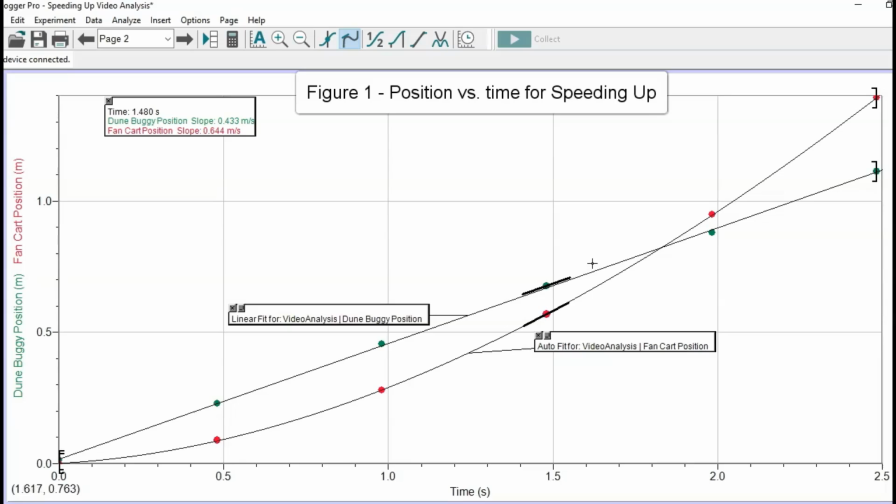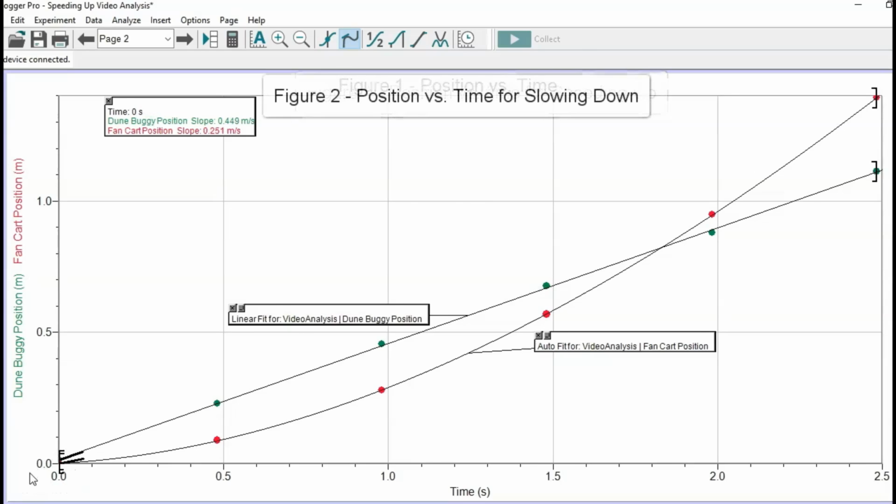If we move on to the next data point, the fan cart's velocity has increased to 0.767 meters per second, and at 1 second, the fan cart's velocity has increased to 0.842 meters per second. So let's take a look at what this position time graph looks like for slowing down.